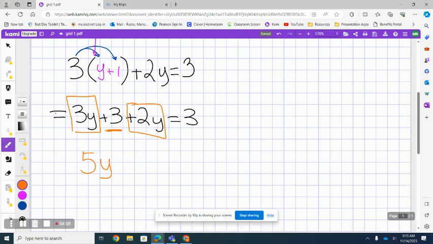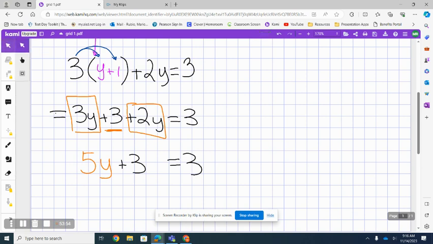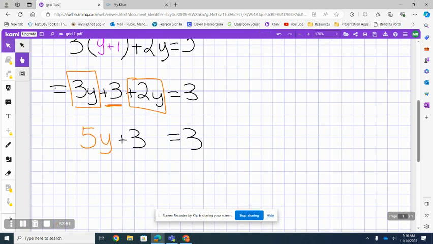Not really. It's just by itself. So I'm going to keep that solo. 3 and then equals 3. Okay. Now I just need to solve for y. I've got one equation, one unknown variable. From there, it's pretty straightforward to get to the solution for y.